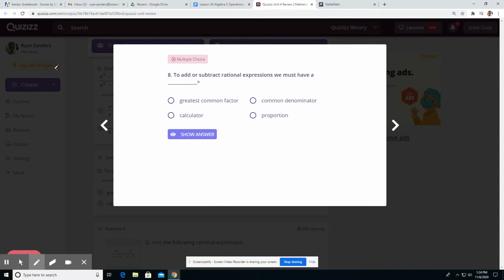We're at number 8 now, going through this Quizizz, helping you practice for your Algebra 2 exam. To add or subtract rational expressions, we must have a blank. So rational means fraction. So they're talking about fractions. Expression, no equal sign.